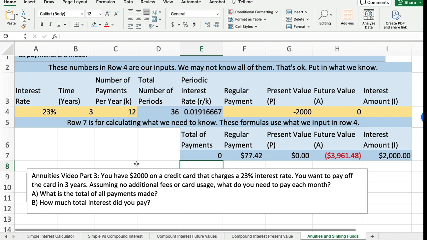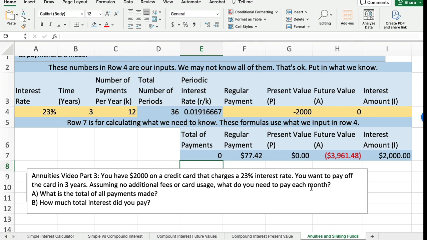So the question is, you have $2,000 on a credit card that charges an annual interest rate of 23%. You want to pay that off, and we're going to try to pay it off in 3 years, assuming no additional fees or card usage. So we've kind of stopped using that card. What do you need to pay each month?